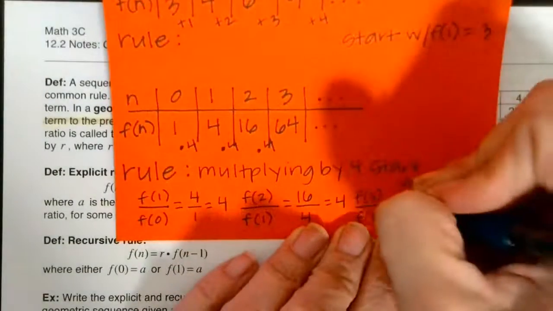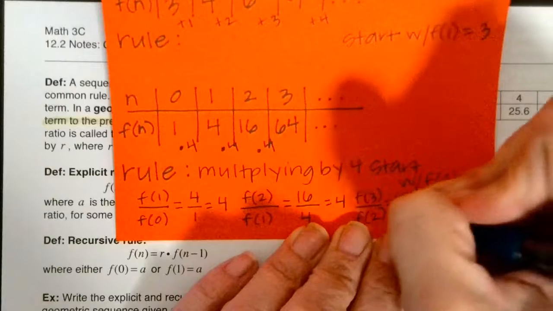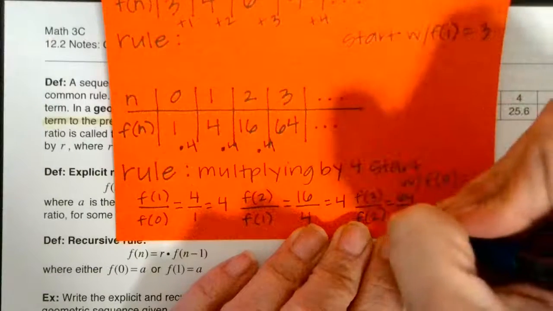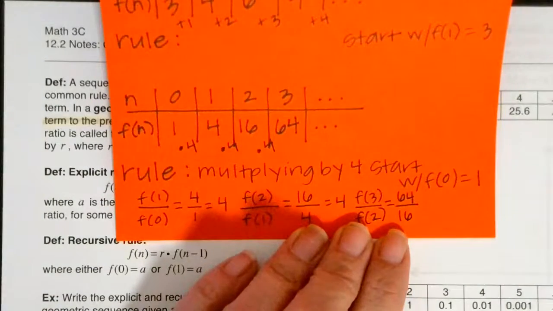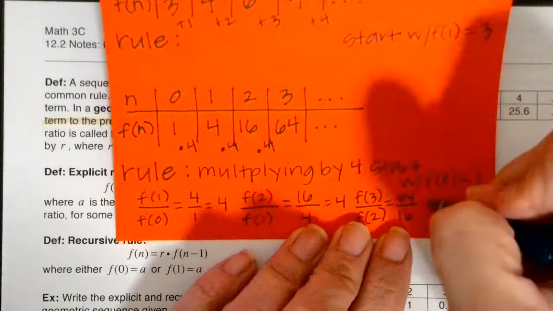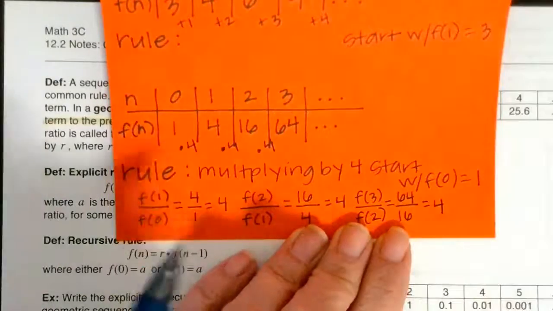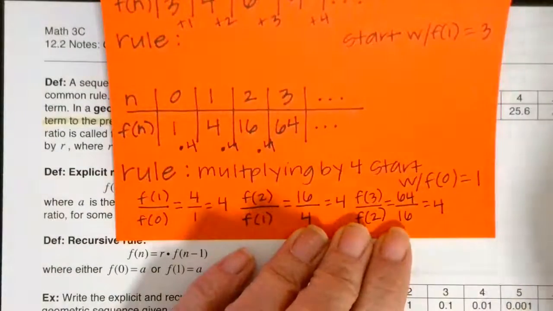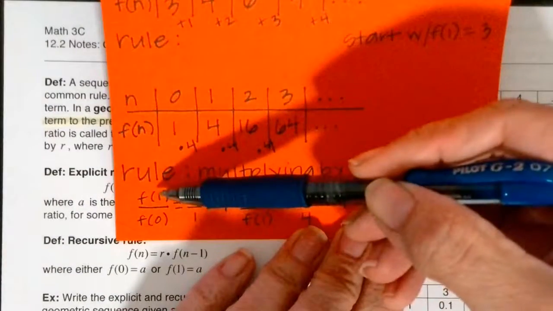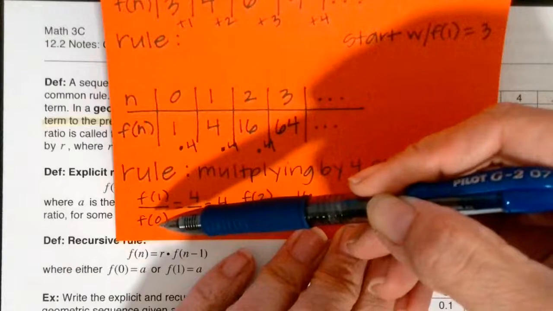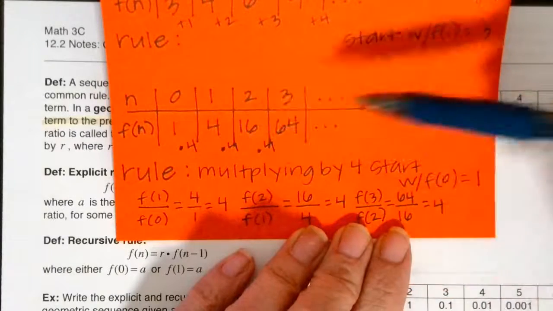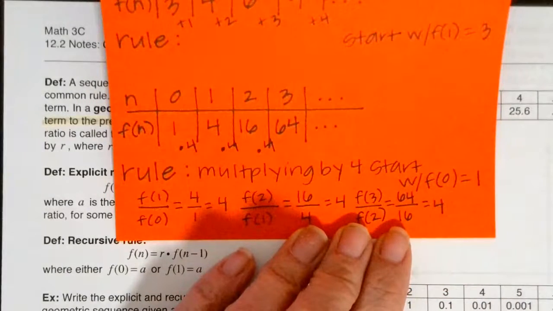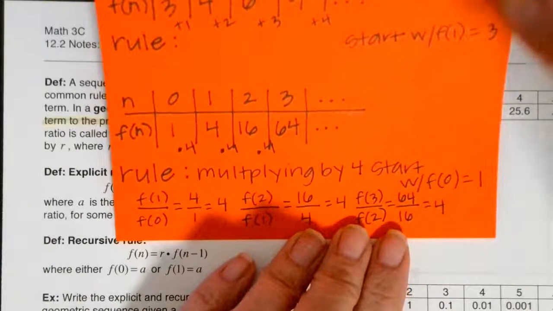When I'm doing this, the value of the third term is 64, divided by the value of the second term, which is 16, and in our calculator, 64 divided by 16 gives us 4. So are you seeing that common ratio of 4? We have two ways we can see it. We can either take a term and divide it by its previous term, or we can see the pattern in our list. So that's pretty awesome that we have two ways that we can see it.